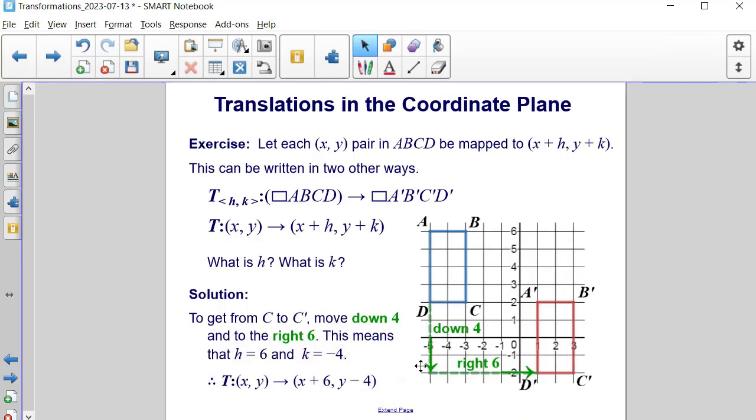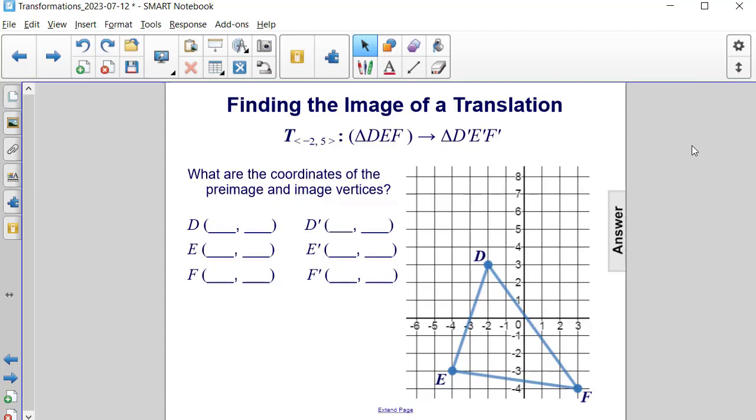And the solution on this slide is exactly the same as the solution that we just found. We had to go down 4 units and to the right 6 units. Therefore, our translation went from x, comma y to x plus 6, comma y minus 4. Now let's work through an example where we are finding the image of a translation.